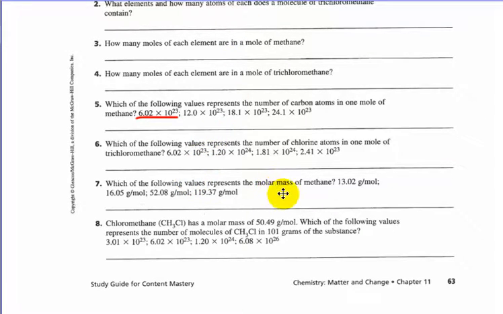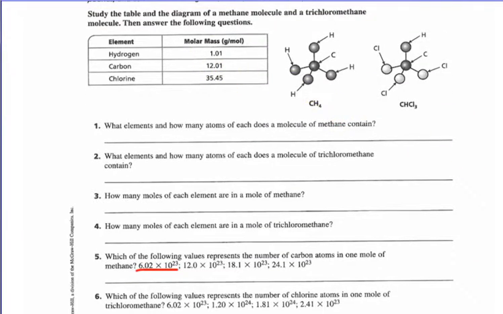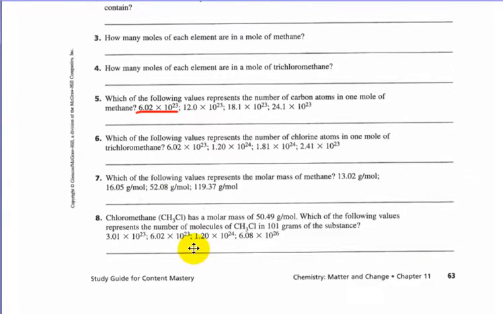Which of the following values represents the molar mass of methane? They're just following the molar mass: 1 carbon, 4 hydrogens, work that over there. And lastly here, trichloromethane has a molar mass of 50.49 grams per mole.